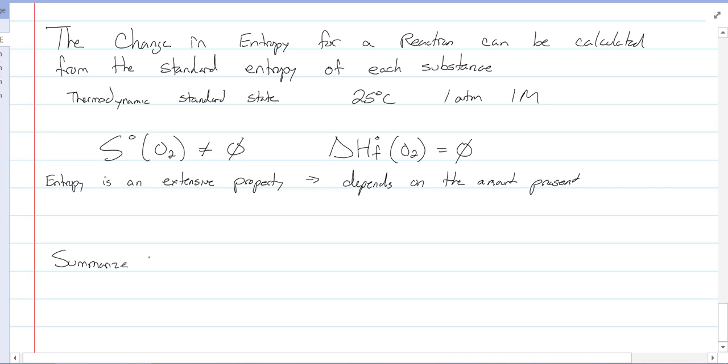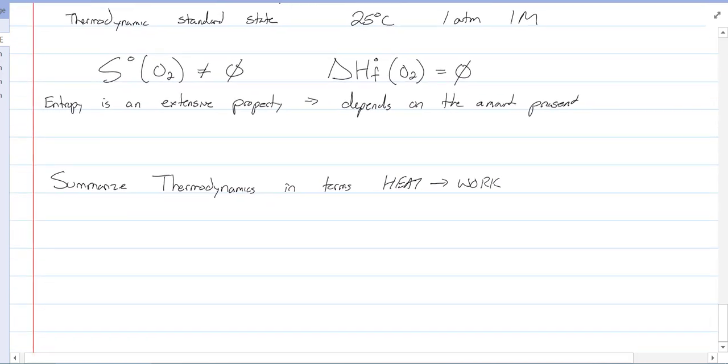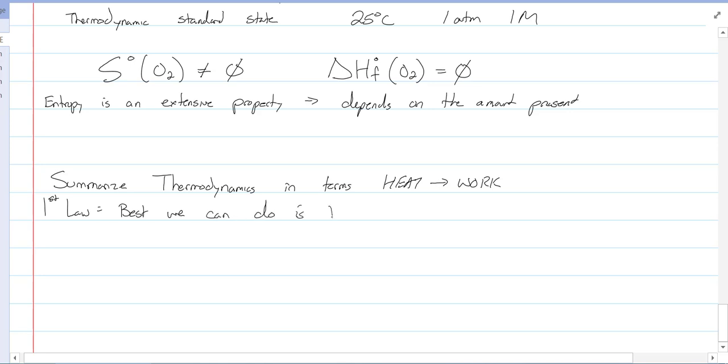right, thermodynamics in terms of heat to work. Because that's what we want. We want our heat to work. First law is the best we can do is break even. Right? If I have 500 kilojoules of chemical potential energy, the most I can get out is 500 kilojoules. That makes sense. The second law says you cannot break even. Well, that's kind of nice.